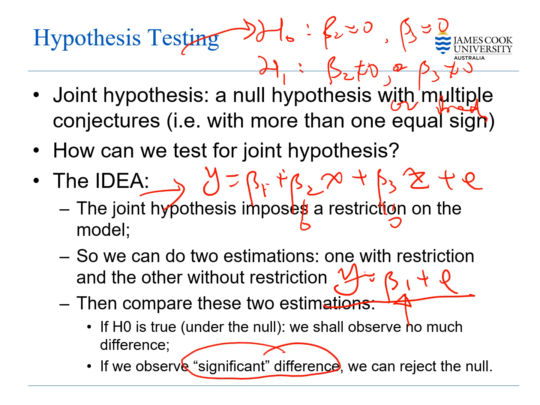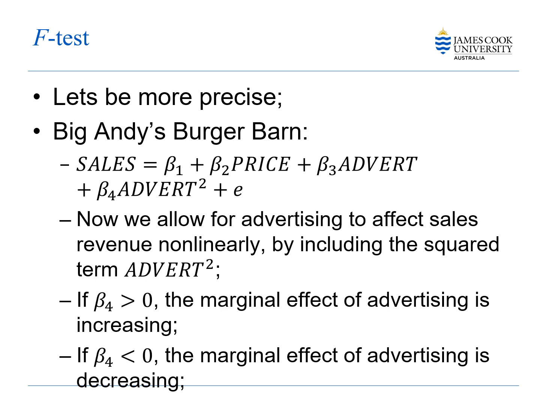Okay. So let's be more precise here. It's best to look at an example. Continue with our example of Big Andy's Burger Barn. We have estimated the model previously, so let's continue with this. Suppose our model is this: sales is equal to beta 1 plus beta 2 times price of the burger plus beta 3 times advertising expenditure. We also include the square term of advertising expenditure. So now we allow advertising to affect the sales revenue nonlinearly.